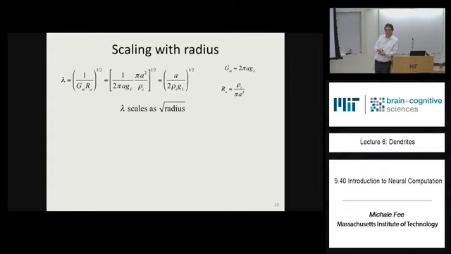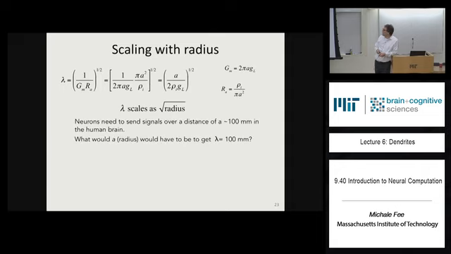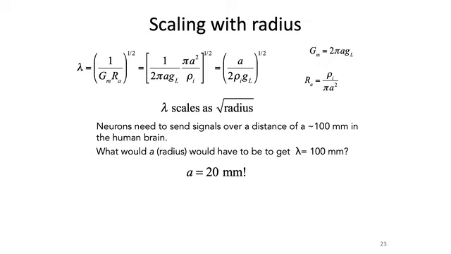2 centimeters. So if you want to make a piece of dendrite that sends a signal from one side of your brain to the other, 100 millimeters away, it would need to be 2 centimeters across. Actually, that's the radius. It needs to be 4 centimeters across. Doesn't work, does it?